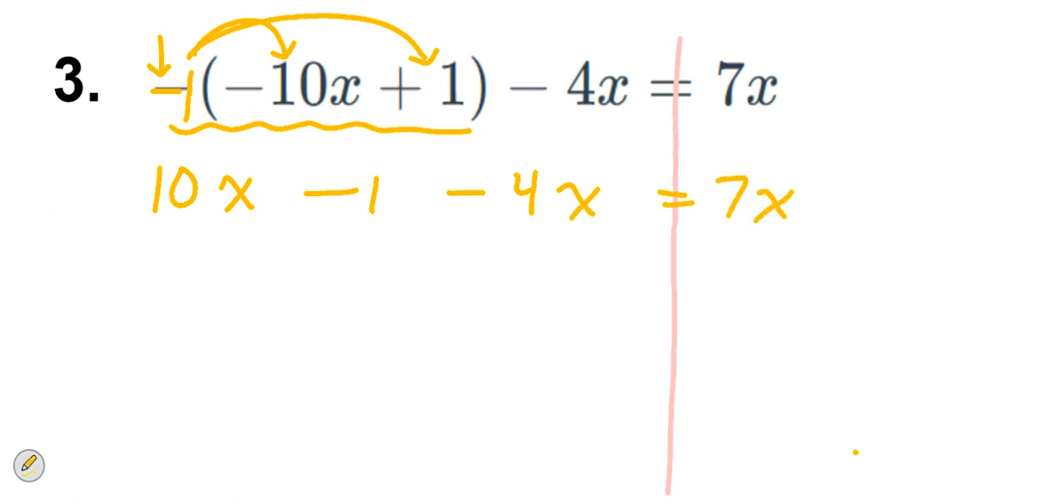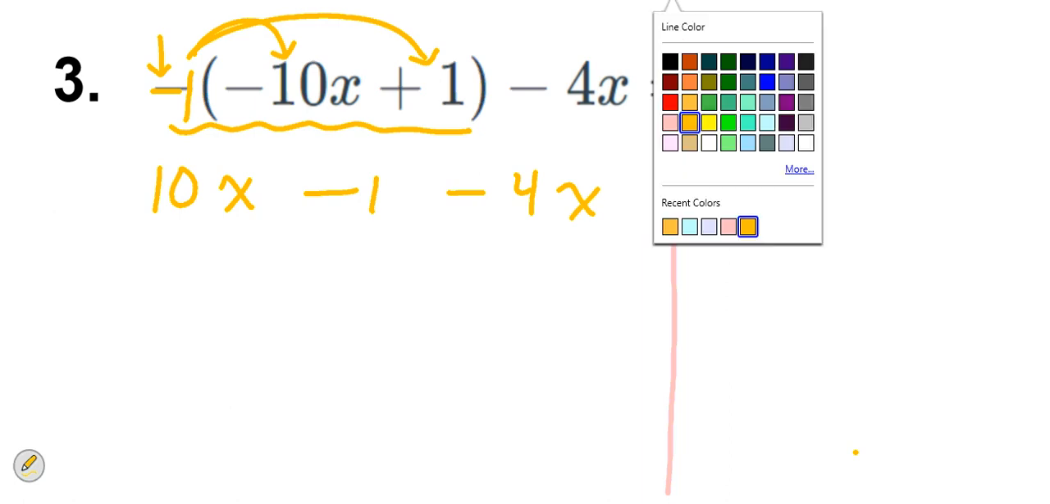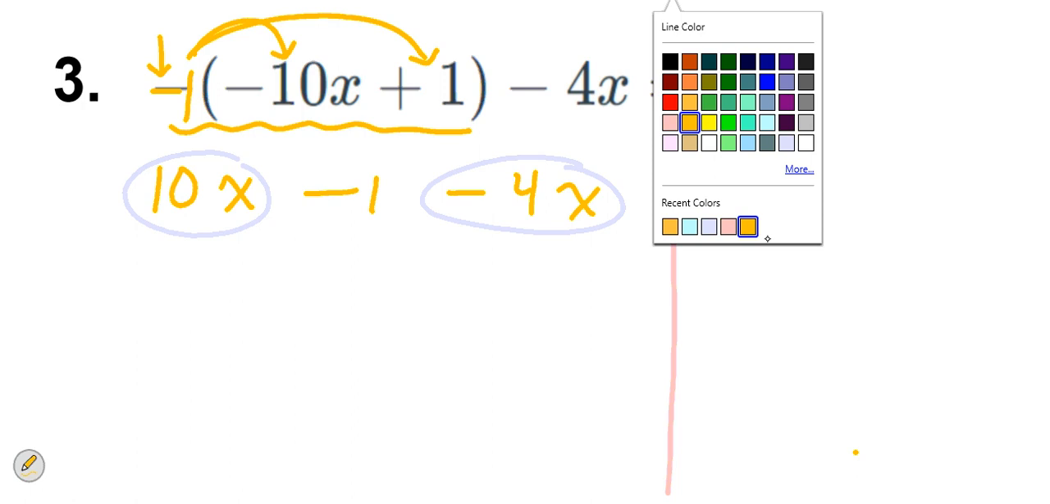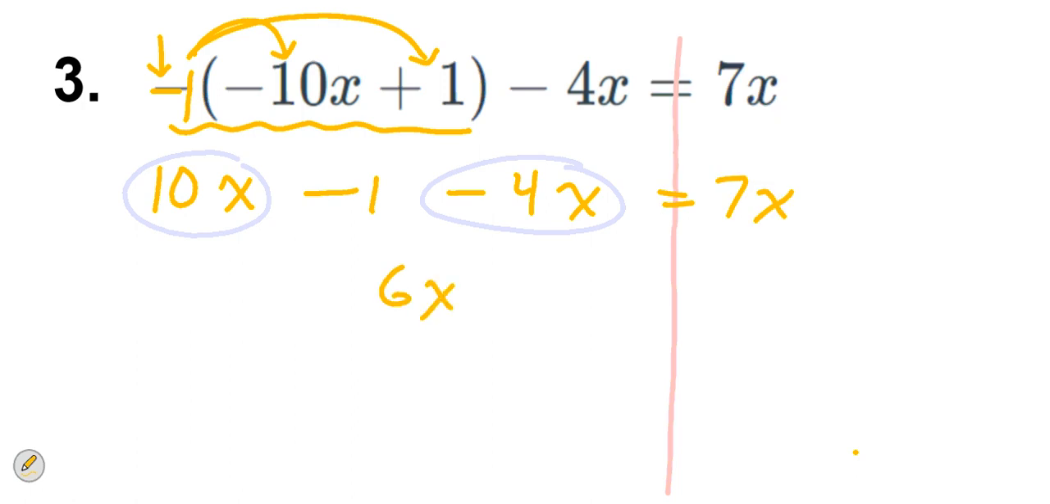All right, and now we're going to start combining like terms. And really, what do we have? We have 10x and minus 4x, right? So that's going to be 10 minus 4 is 6x. Let's bring down the minus 1 we didn't do anything to. Bring down the equal, bring down the 7x. And don't you know it? Oh, well, it's not really a two-step, is it?